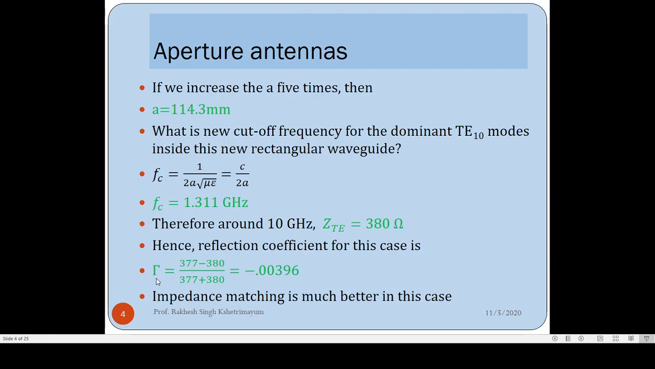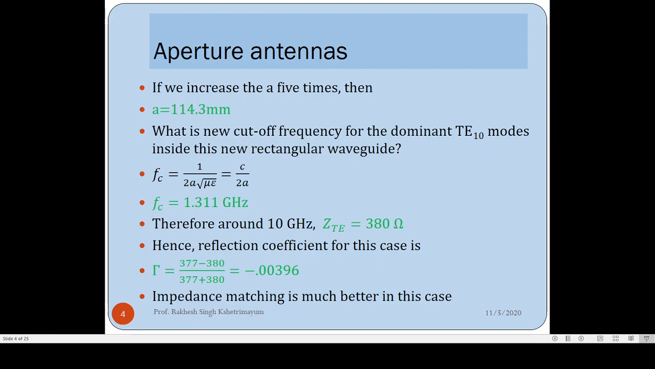So now the reflection coefficient will be (377 minus 380) divided by (377 plus 380). It turns out to be minus 0.00396. Almost no reflection. So when I increase the aperture size of the open-ended waveguide, what I'm observing is that reflection has been reduced. Impedance matching is more proper. So that is the basic idea behind flaring out the aperture of the waveguide to make a horn antenna.